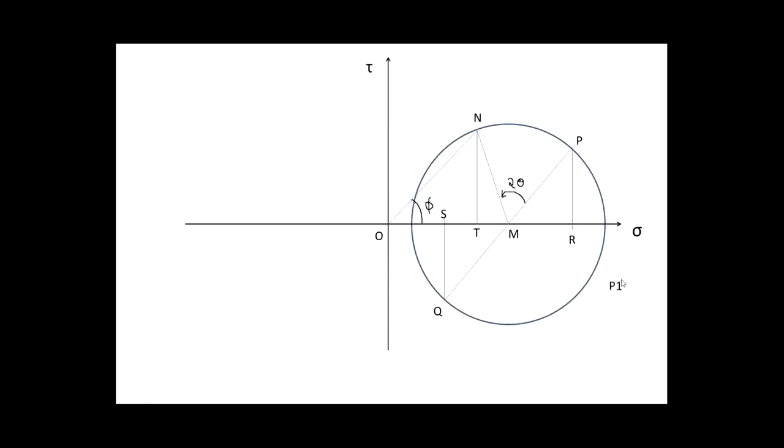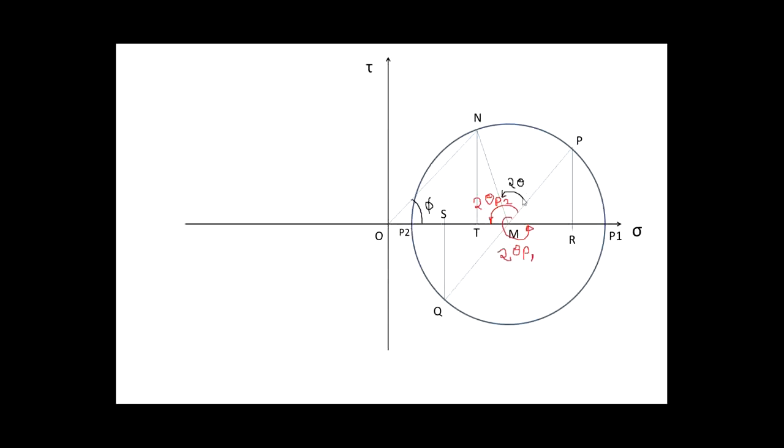Let us say P1. This point is P1, where the Mohr circle cuts over here. Another point is P2. So O2P1 is sigma P1, and O2P2 is sigma P2.